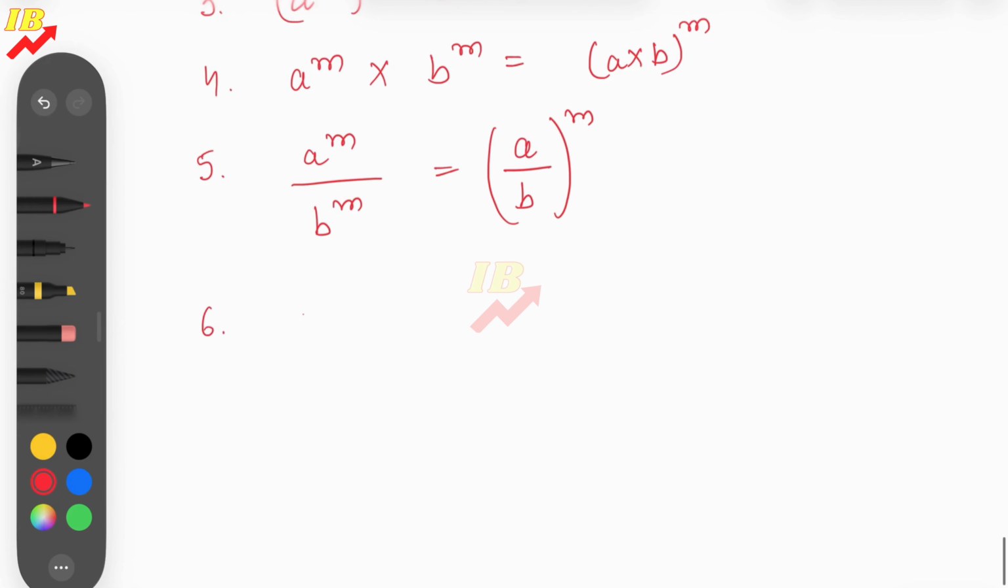Sixth one says if you have any negative power of any base, then we are definitely going to reciprocate it and make it a positive one. So whenever you see a negative index with any number, then you're going to take the reciprocal and make it positive. Seventh rule says a to the power 0. That means any number, any fraction, any expression having a whole power 0 makes it 1.